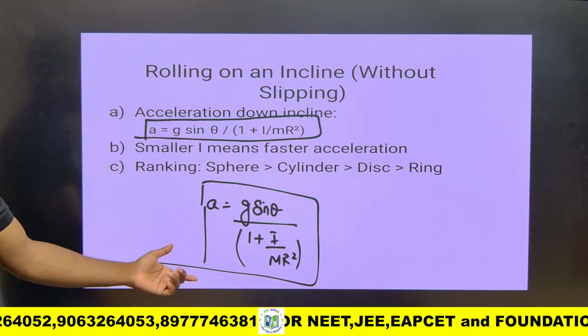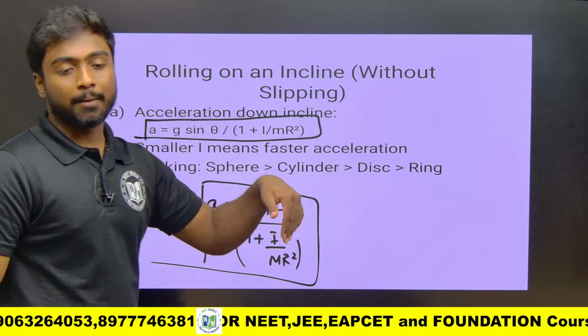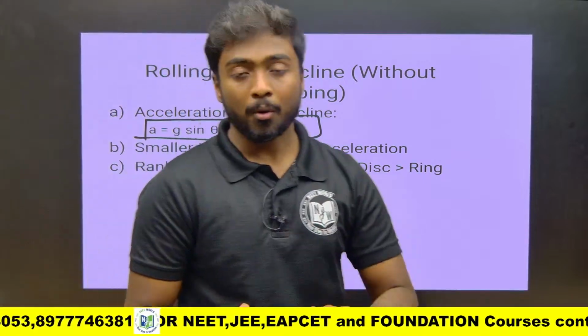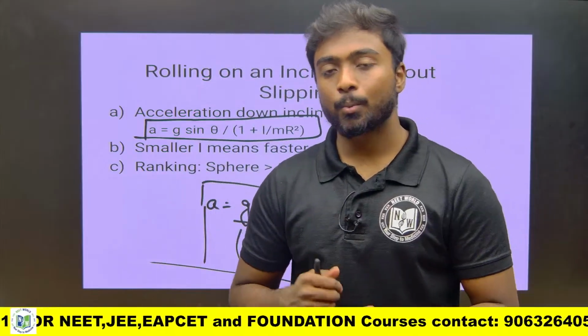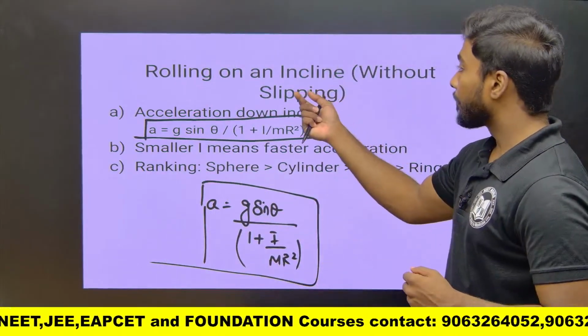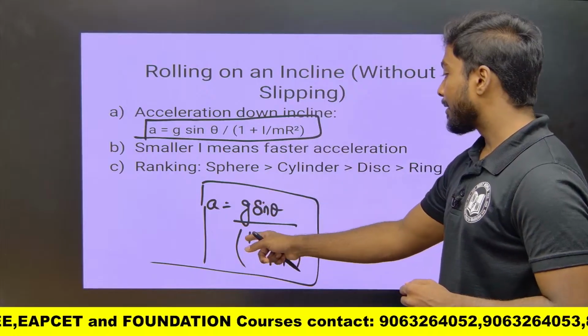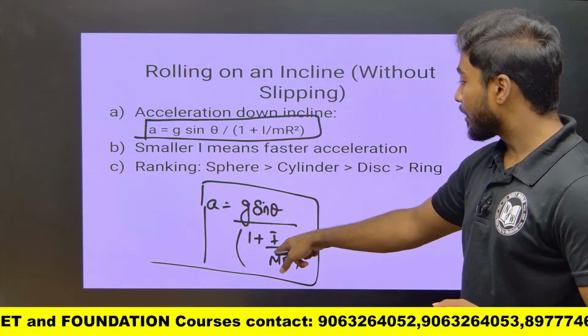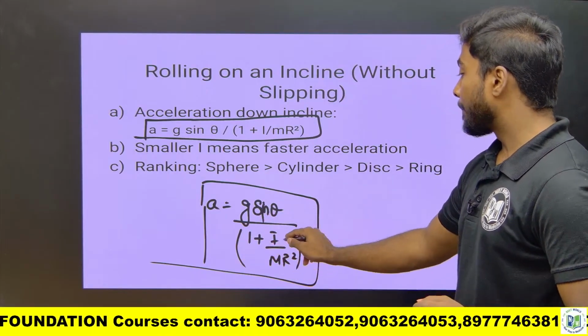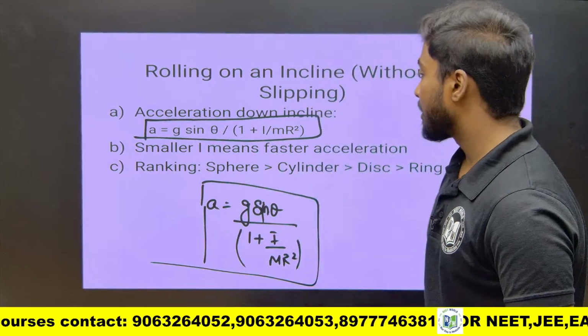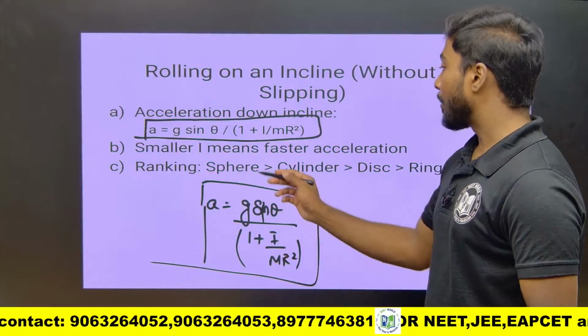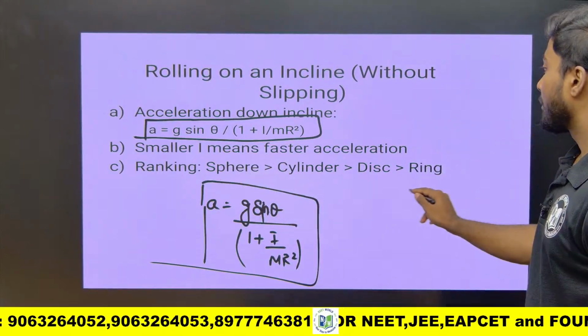You need to remember a is equal to g sin theta. When they are on an inclined plane, normally we know the acceleration is g sin theta, but when they are rolling without slipping, the formula is g sin theta by 1 plus I by mr square, where I is the moment of inertia.